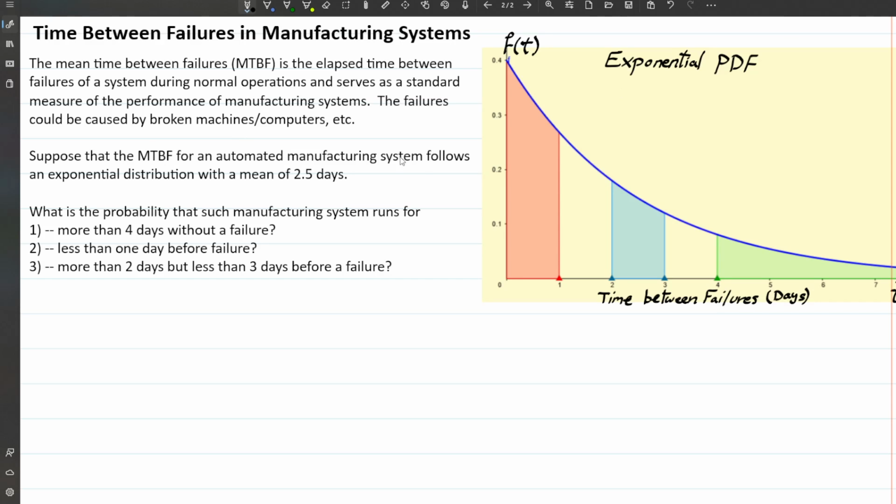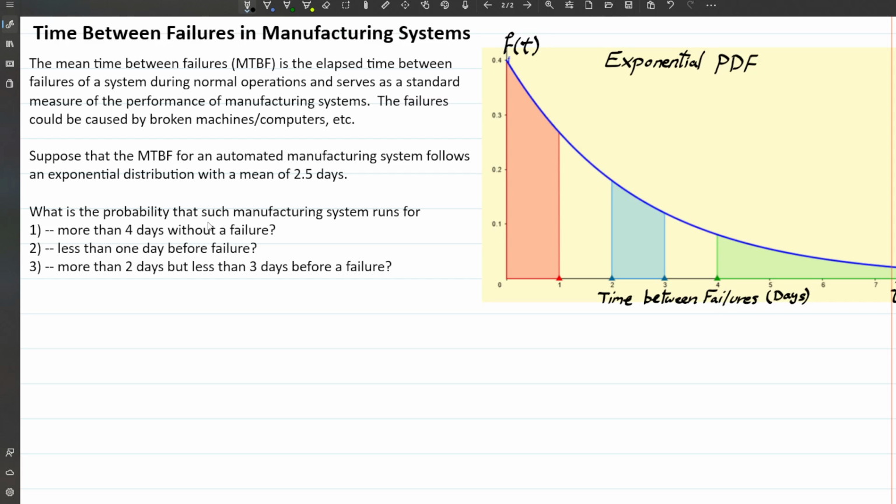That is a parameter of an exponential PDF, or probability distribution function, or probability density function, f of t, that is shown here, assuming that the manufacturing system follows such a distribution, which practically is valid. So now imagine that we are trying to see what the associated probabilities are, as also highlighted here for this example. Suppose that the MTBF for an automated manufacturing system follows an exponential distribution with a mean of 2.5 days.